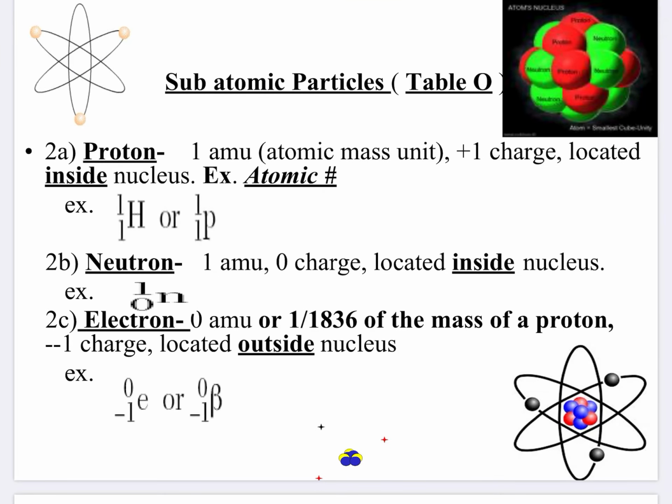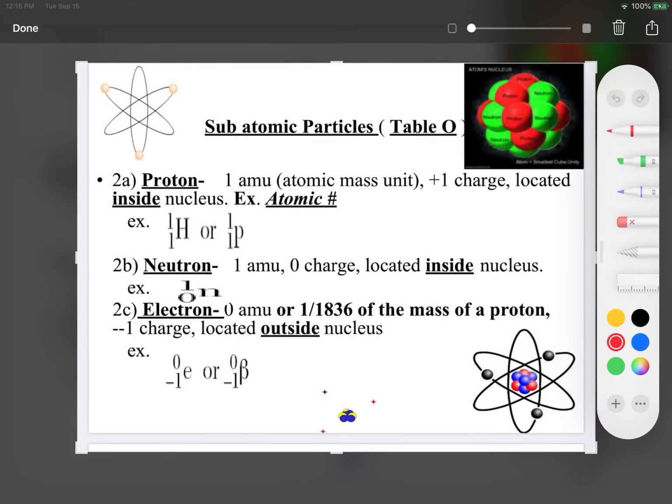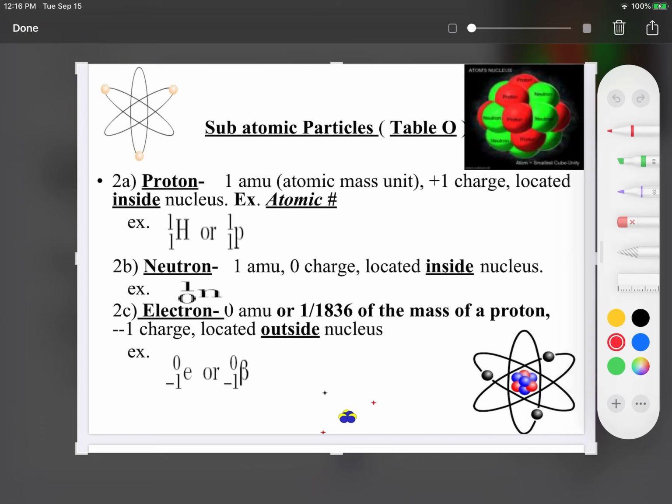Subatomic particles, Table O. So remember I said to you in class that of the subatomic particles of an atom, there are 3 that we need to know so far. Proton. Well, if we go to our Table O, we're going to see this notation here, 1 1 H or 1 1 P. So basically, we learn that the top number is the atomic mass. The bottom number is the atomic number or charge.